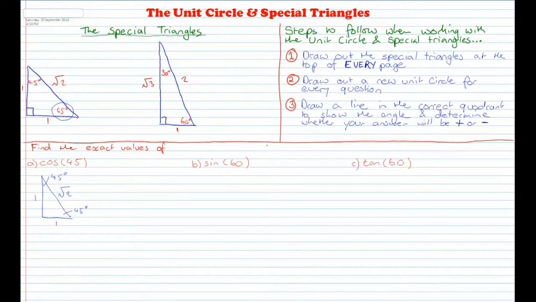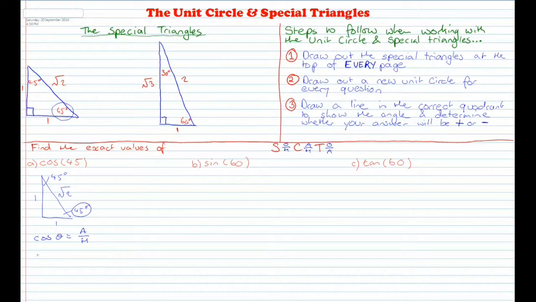Now for cos of 45, remember SOHCAHTOA, that is sine is equal to opposite over hypotenuse, cosine is equal to adjacent over hypotenuse, and tan is equal to opposite over adjacent. Because I'm looking for cos, I'm going to deal with adjacent over hypotenuse. So I'll write cos theta is equal to adjacent over hypotenuse. Now if I have a look at my theta, let's use this 45 degrees. It could be either because it's going to give us the same answer, but we'll use this one.